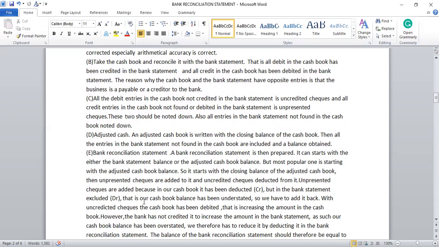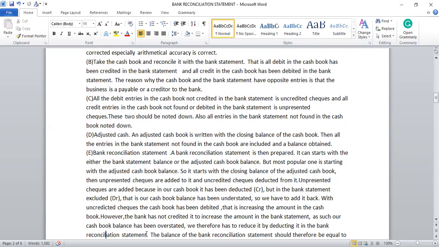With uncredited checks, the cash book has been debited, that is increasing the amount in the cash book. However, the bank statement has not credited it to increase the amount in the bank statement. As such, our cash book balance has been overstated. We therefore have to reduce it by deducting it in the bank reconciliation statement.